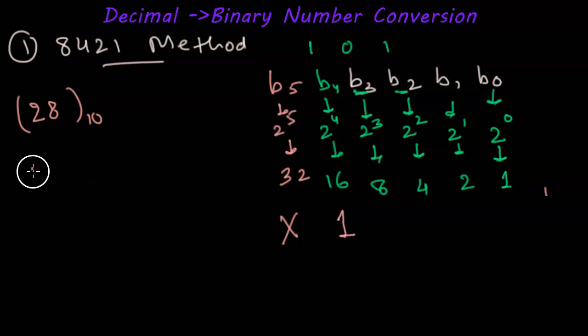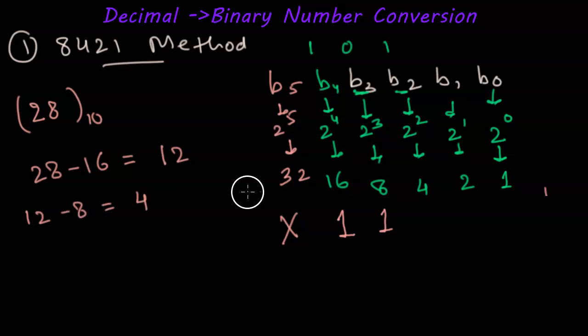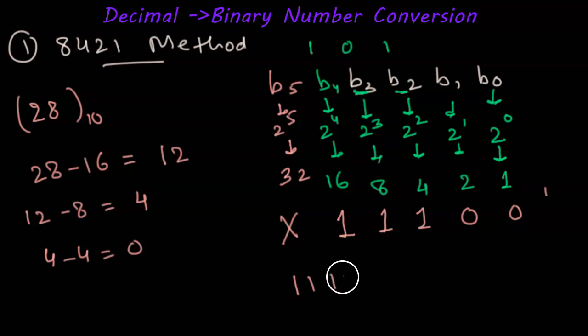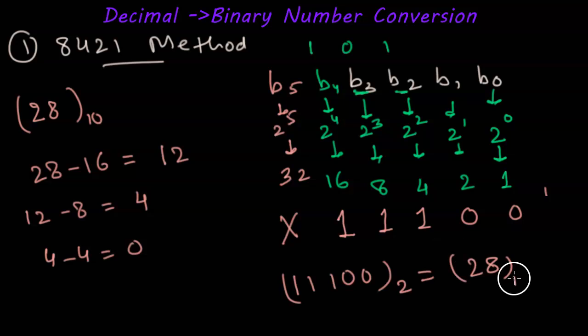That means we're going to subtract 16 from 28. What we get is 12. Now the next closest number from 12 is 8. So we take out 8. So we have 12 minus 8, we have 4. Now again, luckily we do have a 4. So let's say 4. Now 4 minus 4 is 0. So we don't need any more digits. So 0, 0. So 1, 1, 1, 0, 0 is 28 in its binary form.